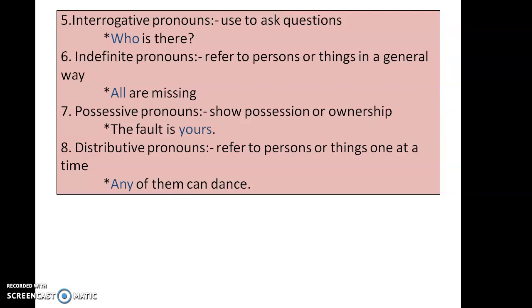It refers to person or things one at a time. जब हम एक समय में किसी एक की बात करते हैं तो हमारा कौन सा होता है? Distributive pronouns. Like any of them can dance. So I'm not talking about everybody. मैं सबको एक साथ नहीं बुला रही हूँ. मैं कह रही हूँ any of them.